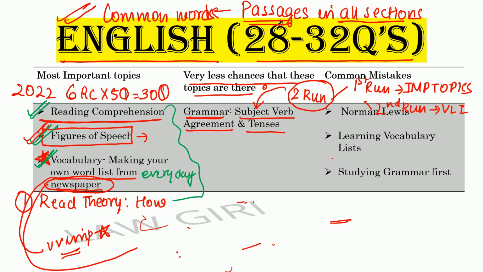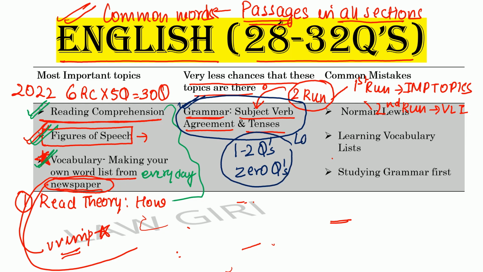Now, one of the mistakes that students commit is they cover these topics first. No, you don't need to cover your grammar, subject, verb, agreement, tenses first, because these are least expected. Maybe only 1 to 2 questions or 0 questions. Right? So you have to do this at last, and if you do not have time, you can leave them also.